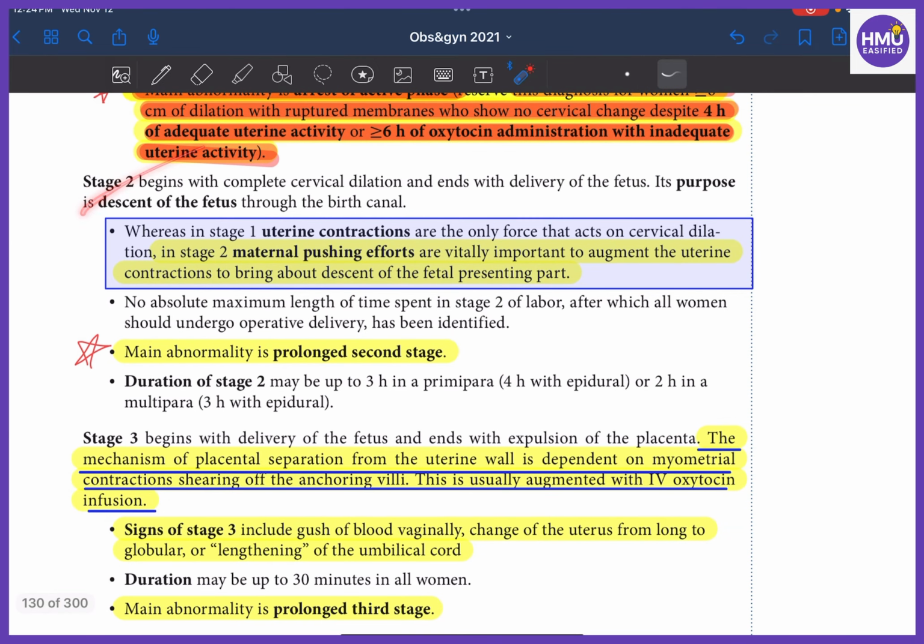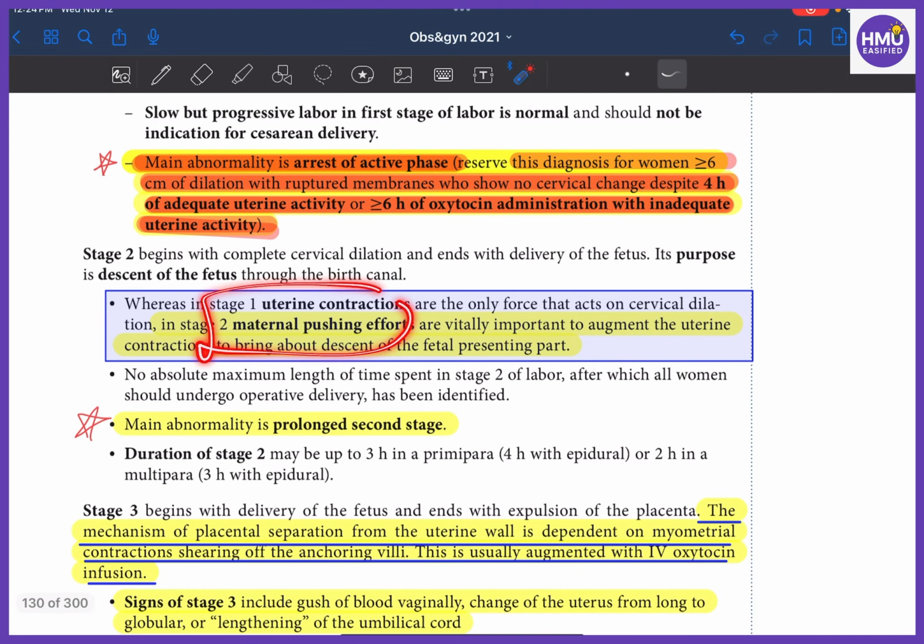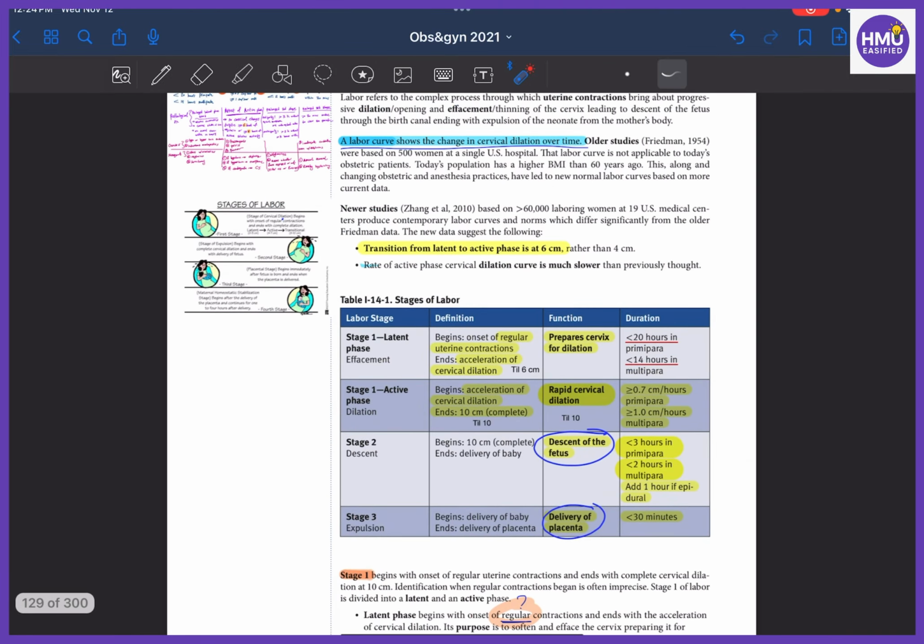We reach stage 2. Stage 2, what is it? Stage 2 is when the fetus comes out. It's from 10 centimeters dilatation. We ended the first stage, and then the fetus comes out at the end of stage 2. Whereas in stage 1, uterine contractions are the only forces, here there's also maternal pushing effort. The mother also tries to push.